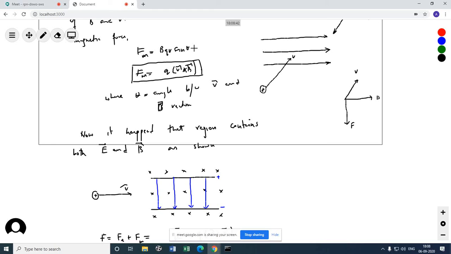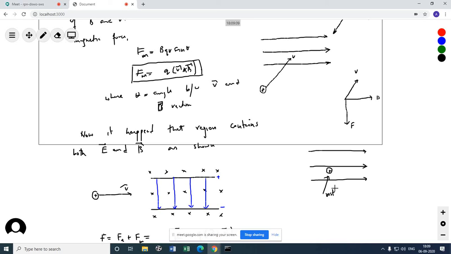If velocity is 0, that means one interesting fact: a charged particle which is at rest in a magnetic field is not going to experience any force. In a magnetic field, it is not going to experience any force if it is at rest.